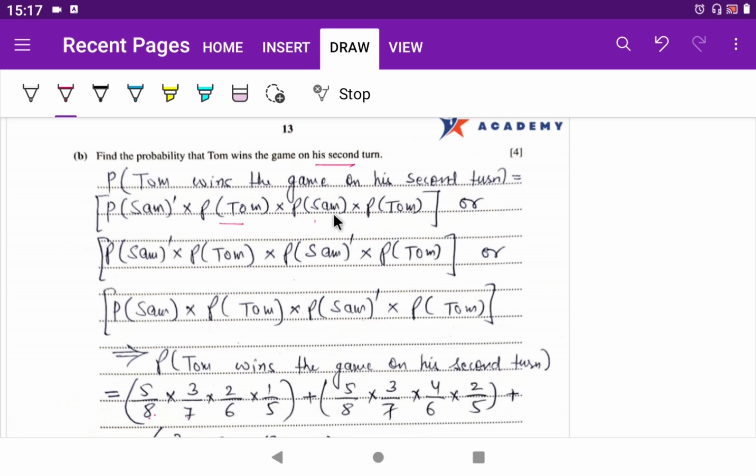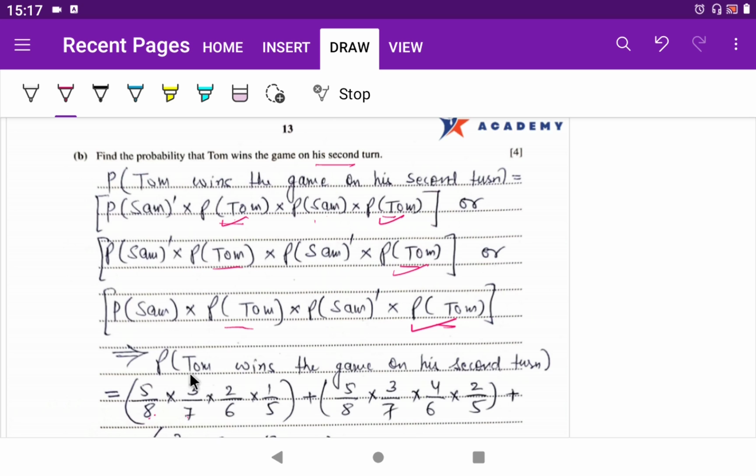So Tom should get a red disc on both of his turns. But Sam will only get it 1 time or 0 times. So here he gets it 1 time, here he doesn't get it any time, and here he gets it 1 time. So Sam didn't get, Tom get, Sam get, Tom get. In this case also Tom will win. Here also Tom will win, and in this possibility Tom will also win.